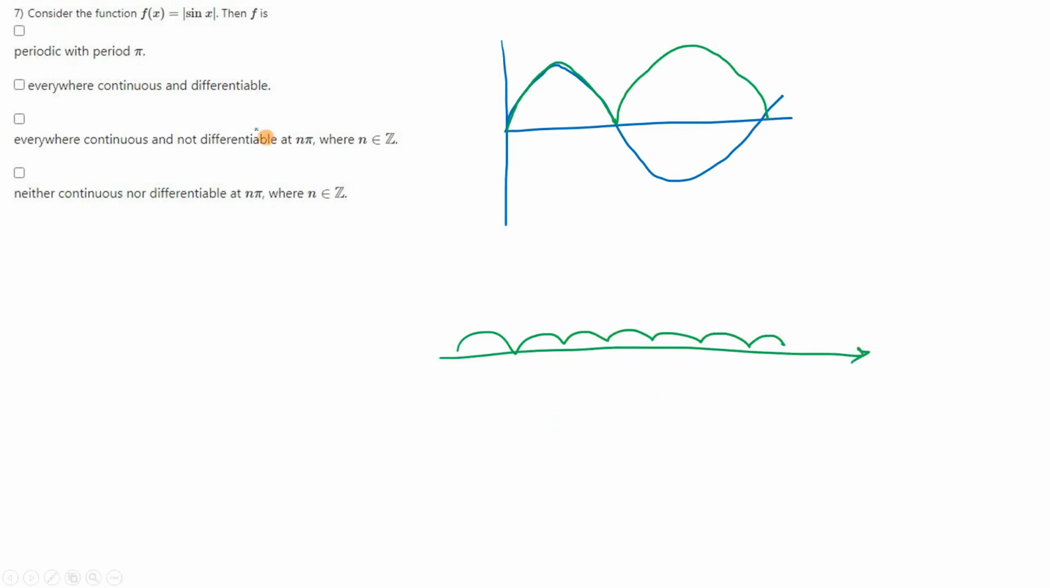Right? Okay, so what will be the period? Even if we say the period is 1 by 2, that will be true. Again, if we say pi, for every pi the function repeats, right? So this is true. Everywhere the function is continuous, but what about at these points? At n pi, let's say, at all n pi's, this function is not differentiable. So this option is wrong, but this option is true. It is continuous but not differentiable, so this option is also wrong.